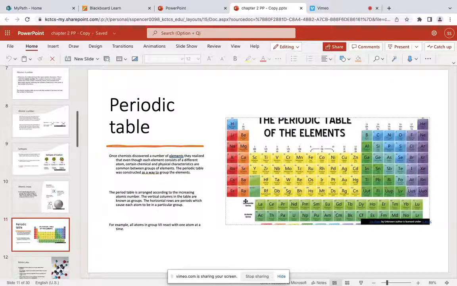Really, I could go into further discussion on this, but for our purposes, I don't feel like it's that important for what you guys need to know. But group 7 is the most highly reactive because they react with one atom at a time. These are called the halogens. Your book will kind of go into more detail on that, but I'm not going to beat a dead horse on this one. So we'll move on.